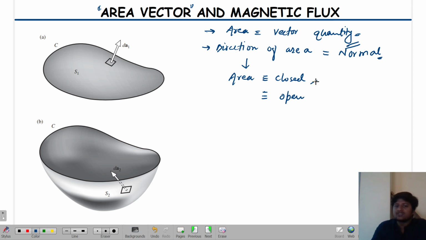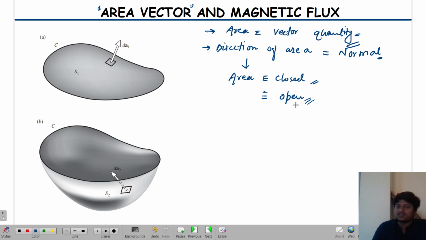Now, examples of closed areas are a sphere, a spherical shell, and cylinders closed from up and down. Right or not? But open areas are a plain sheet of paper, and a cylinder whose bases are open. Got it or not? So these are examples of open area.